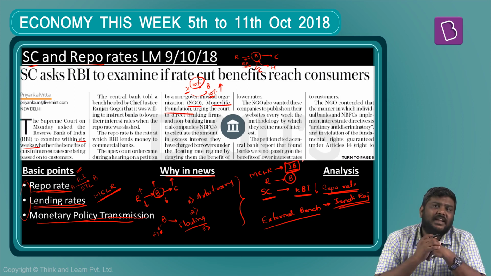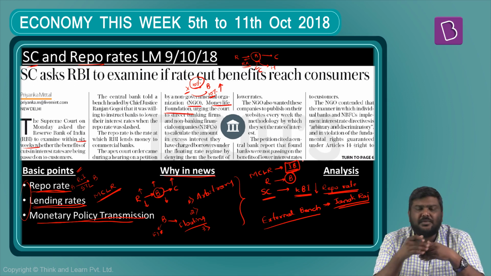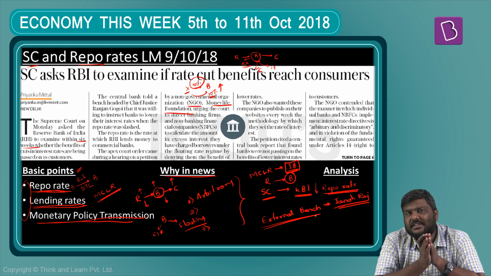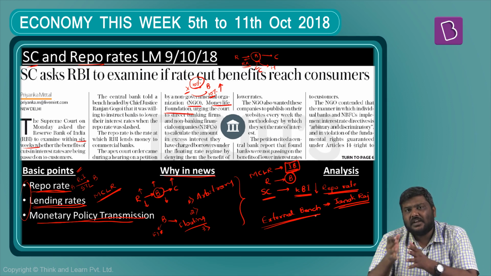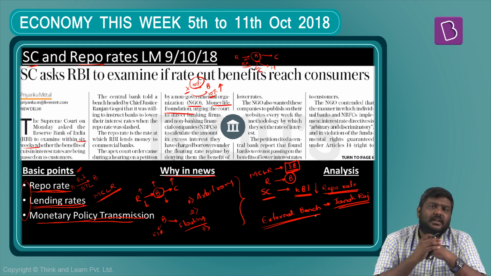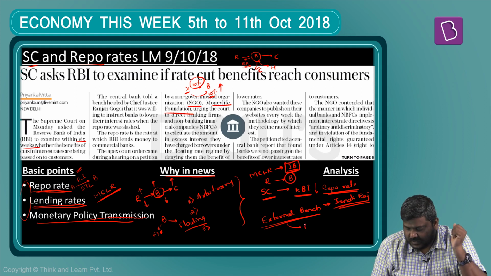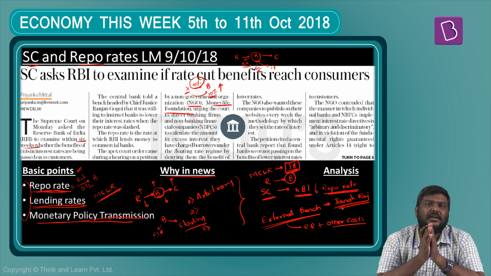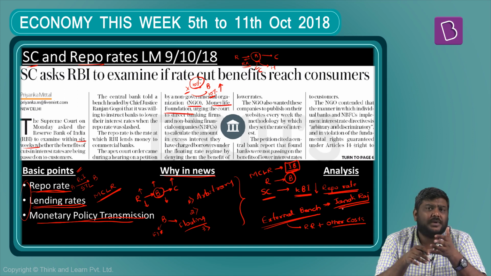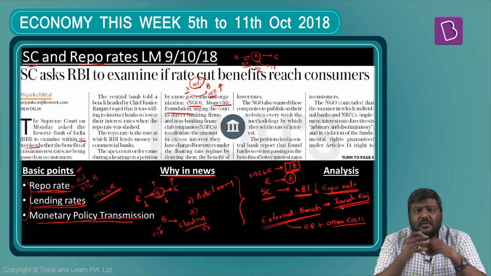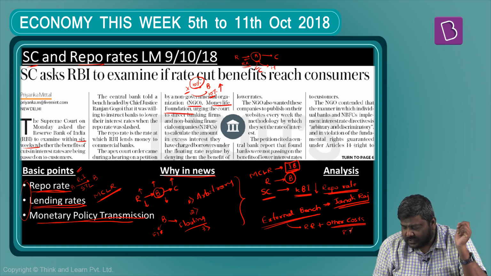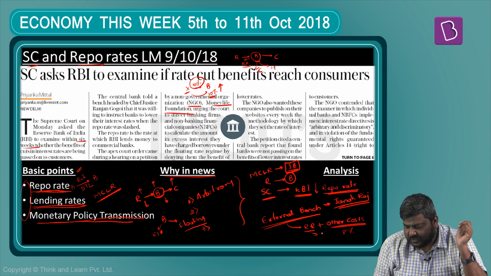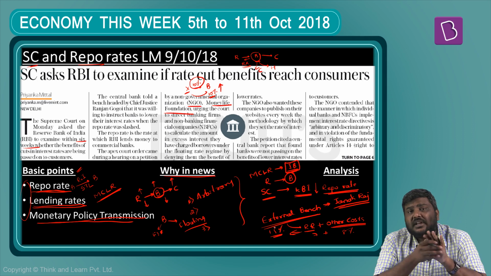But what the Janak Raj Committee has recommended is to shift to external benchmarking. For example, this committee says that the lending rates, if externally benchmarked, can be used in this form: repo rate plus other cost. Let's say there is a bank which incurs a cost of 2% in the form of operational expenditure and 6% in other forms. Totally other cost will be how much? 8%. And if the repo rate is 7%, the lending rate will be 15% for this bank.